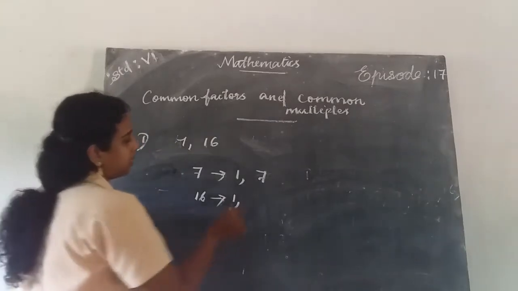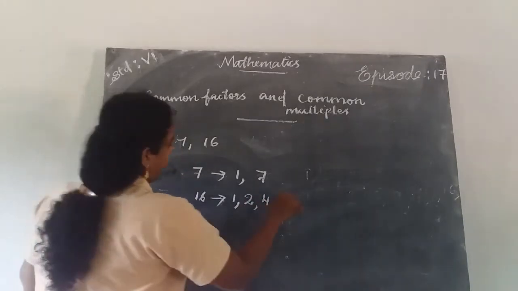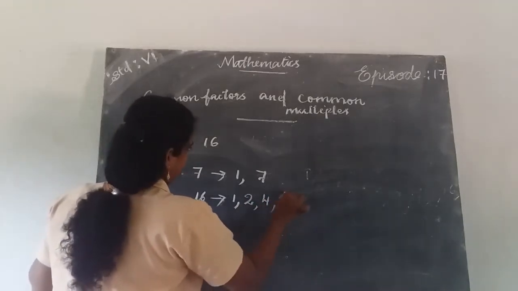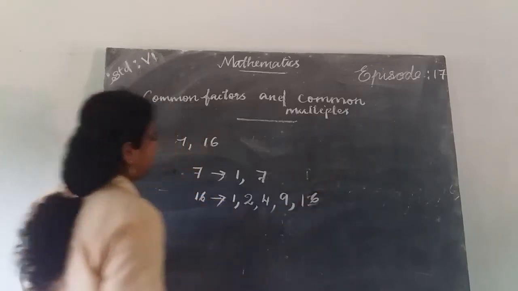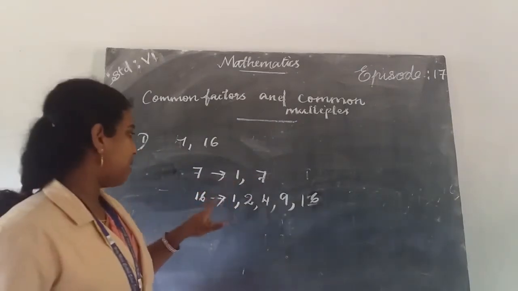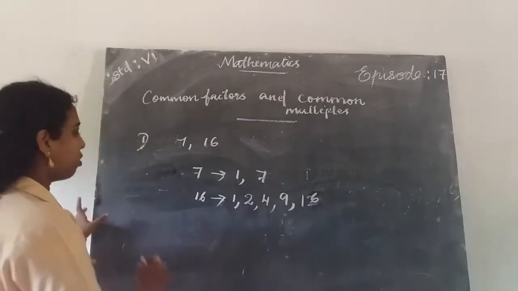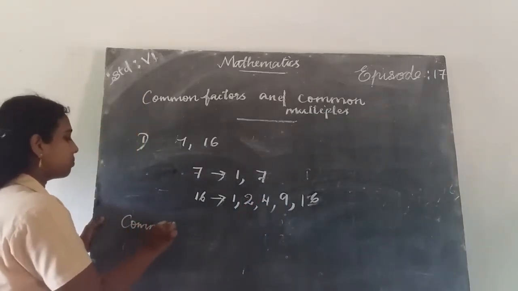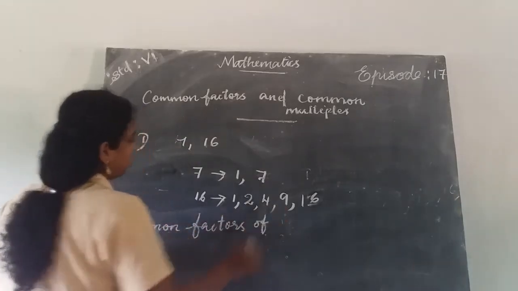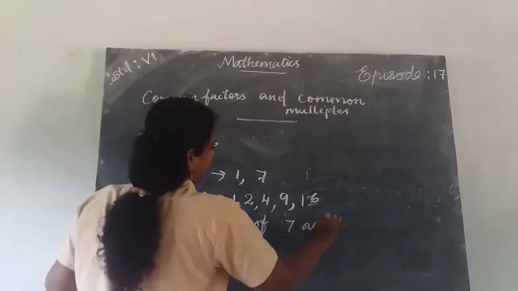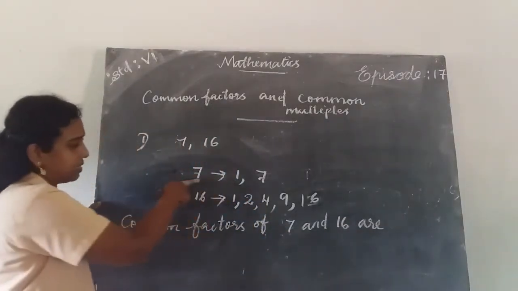then 16 comes under the table of 2, 4, then 8 and 16. So the factors of 7 are 1 and 7 and the factors of 16 are 1, 2, 4, 8 and 16. And the common factors of 7 and 16 are here 1. 1 is a factor of 7.